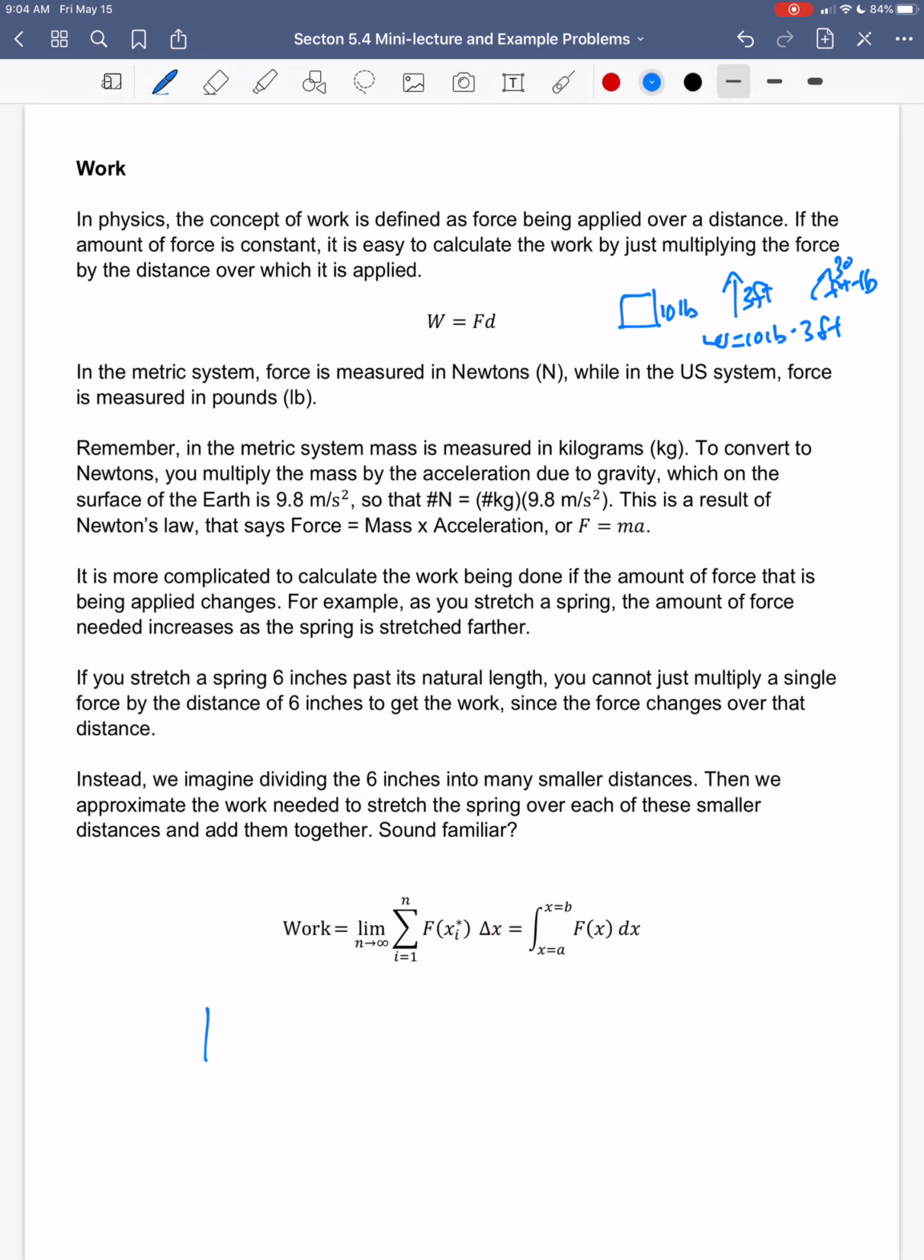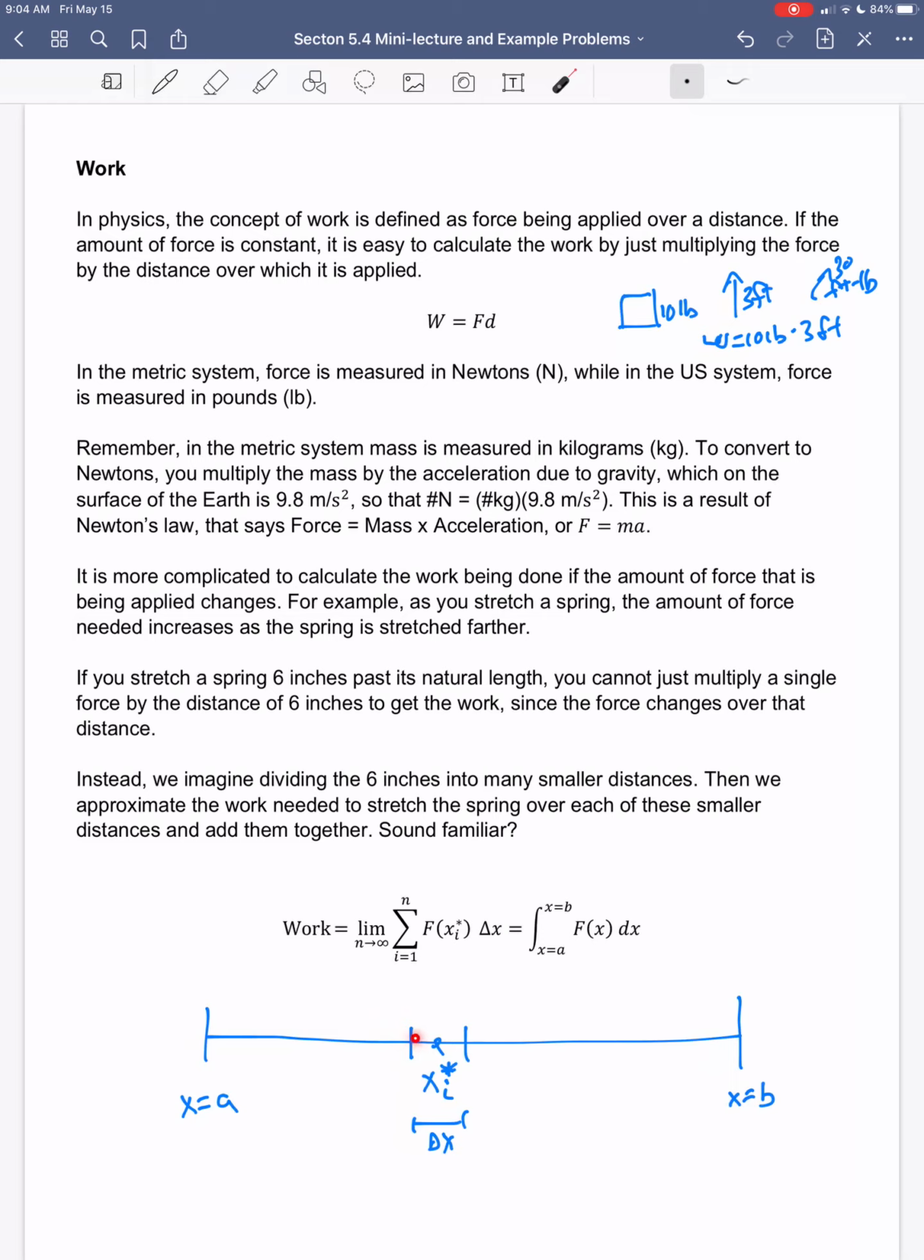The idea is really here, I have this total distance, and I'm wanting to apply that force from x equals a to x equals b. What happens is I take a tiny little distance here, and inside there I take a value x sub i star, that's a representative value, and I take delta x. So I say, okay, on this little subinterval, I need to get a force. I'll take just one of the forces.